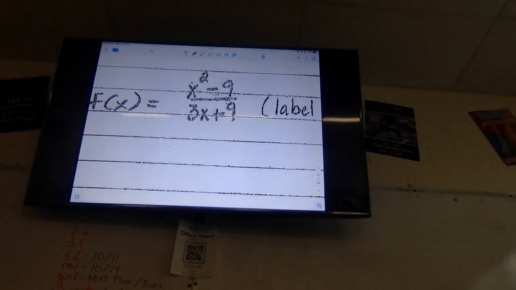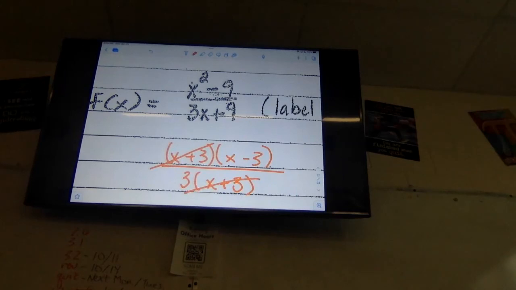X squared minus 9, what does that factor down to be? X plus 3, x minus 3. What about 3x plus 9? Is there a common factor there? Yes, you could factor out 3 and then this is x plus 3, and then you could cancel those out from the numerator and denominator. Very good. If you have a common factor on top and bottom, you get to cancel it out.